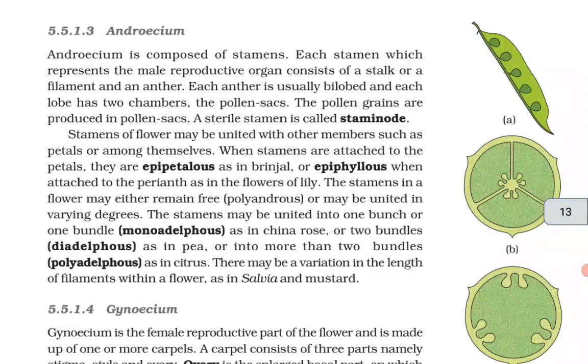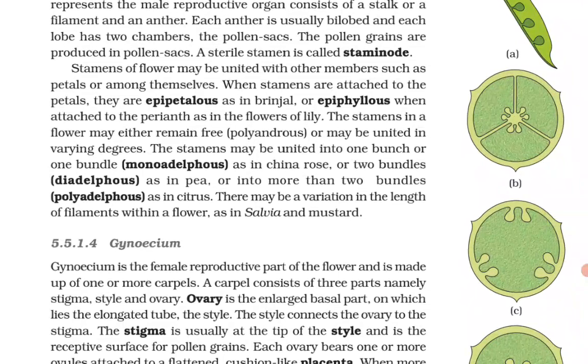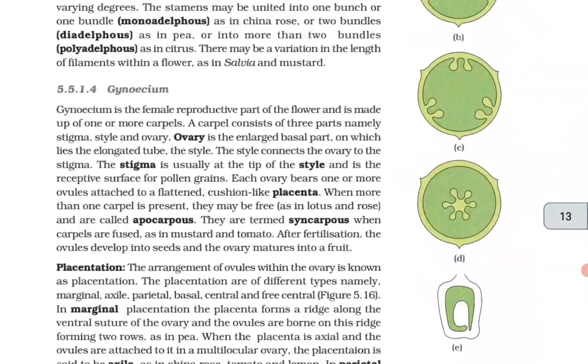Stamens of flower may be united with other members such as petals or among themselves. When stamens are attached to the petals, they are epipetalous as in brinjal, or epiphyllous when attached to the perianth as in flowers of lily. The stamens in a flower may either remain free, polyandrous, or may be united in varying degrees. The stamens may be united in one bunch or one bundle, monoadelphous as in China rose, or 2 bundles, diadelphous as in pea, or into more than 2 bundles, polyadelphous as in citrus. There may be a variation in length of the filaments within a flower as in salvia and mustard. Gynoecium.